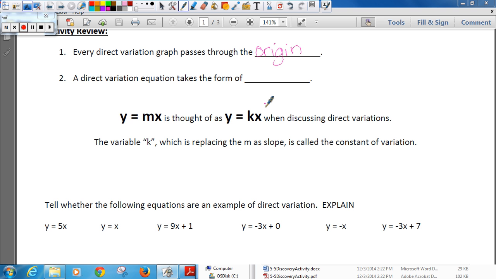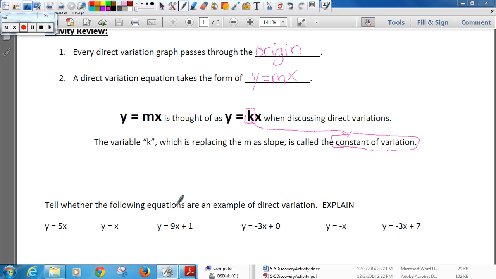A direct variation equation takes the form of y equals mx. Y equals mx is thought of as y equals kx when discussing direct variations. So all they do is they take out your slope and replace it with k. The variable k then replaces slope. It's called the constant of variation. Okay, so it's the same idea except for a different letter, and it's standing for the constant of variation.